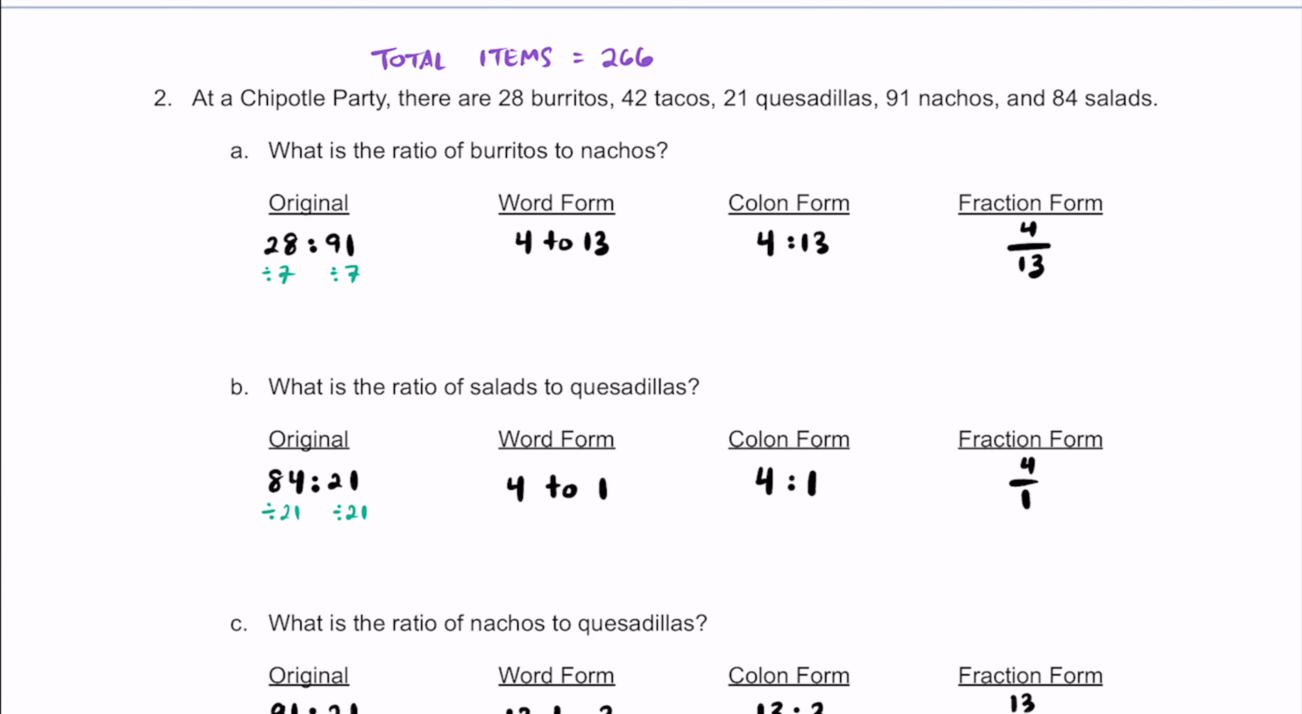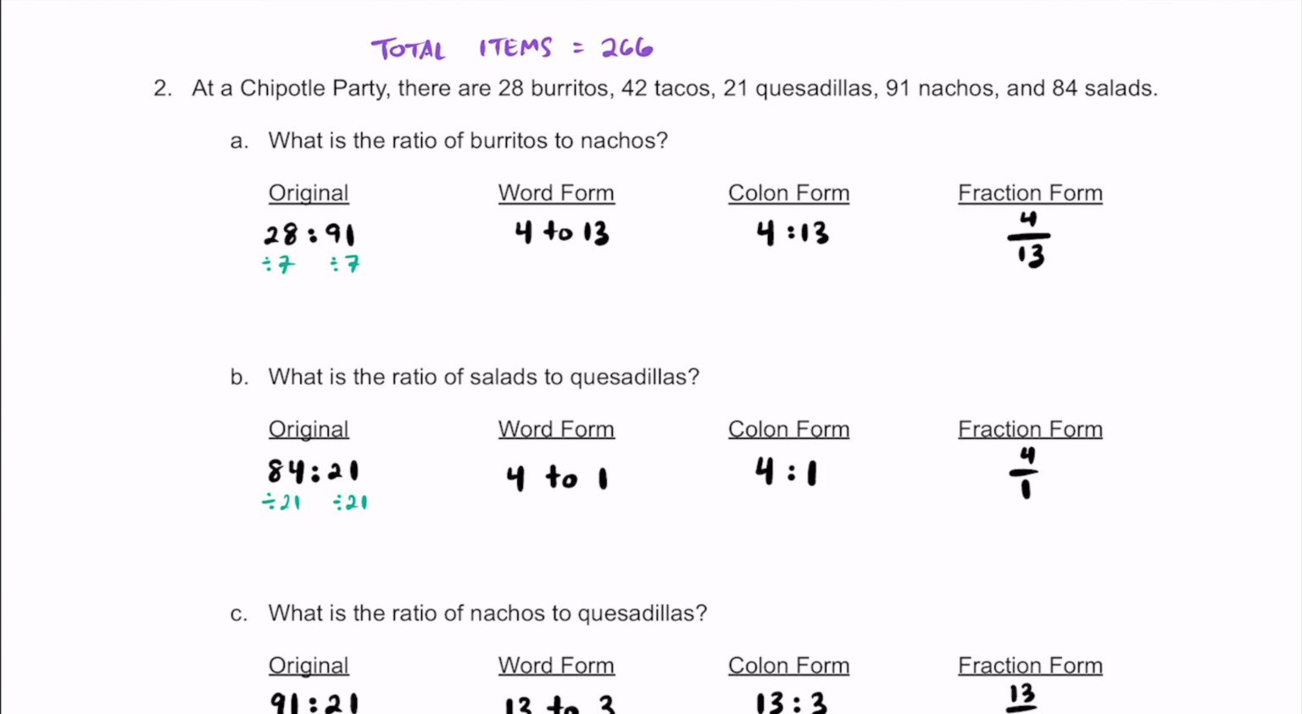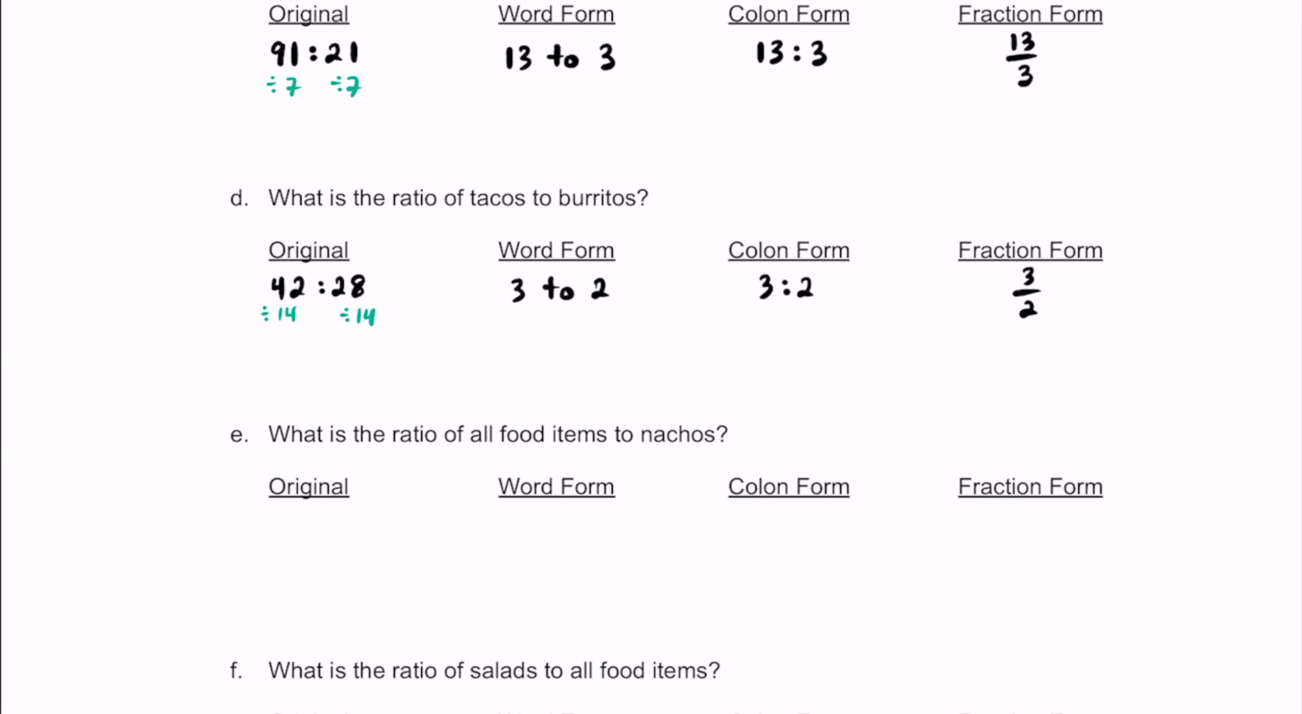Feel free to take your time to pause and maybe add those all up together. You should get 266. And what are we finding the ratio of? All food items to just nachos. So we're going to go from 266 to the nachos, which is 91. So I'm going to go ahead and write 266 to 91. That'll be our original ratio here. So if we have 266 over 91, what can we divide both of these by? Well, I think the GCF here is going to be 7. Let's go ahead and divide these both by 7. If we do that, then we're going to get a ratio of 38 to 13.